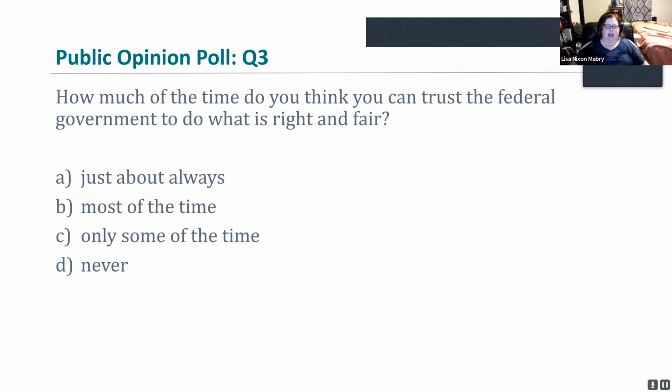Number 3, how much of the time do you think you can trust the federal government to do what is right and fair? Again, that's where you personally are in your belief in political efficacy to actually make a difference, and your public trust that they're actually going to do it. So this is completely subjective. For myself, it all depends on who's in office. Like, the people who match my political values more, I'm going to say most of the time. When they don't, some of the time or never, right? And again, this is a very subjective question.